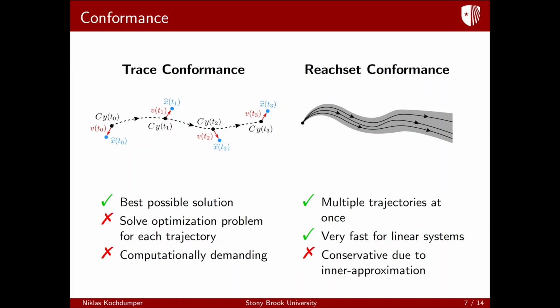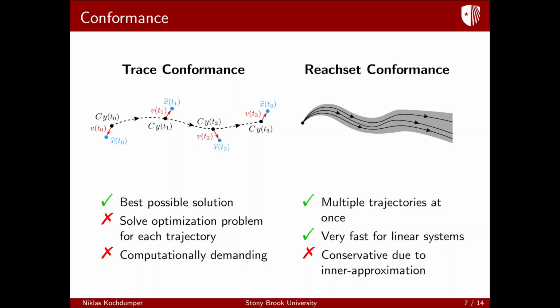So trace conformance kind of gives the best possible solution because we directly optimize to get the minimum disturbance to match the trajectory. And that's not necessarily the case for reach-set conformance because in reachability analysis, we cannot compute the exact reachable set. So we have to compute an inner and outer approximation, which comes with some approximation error. With reach-set conformance, we therefore in general don't get the tightest possible solution or best possible solution.